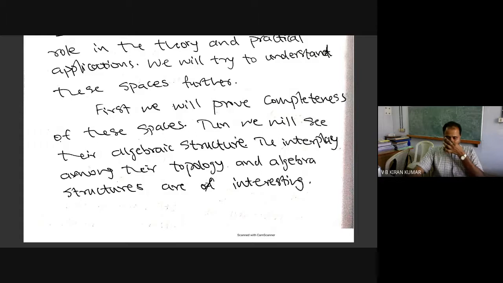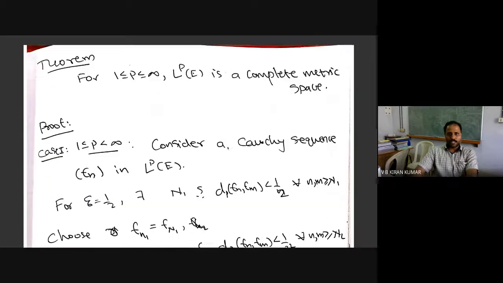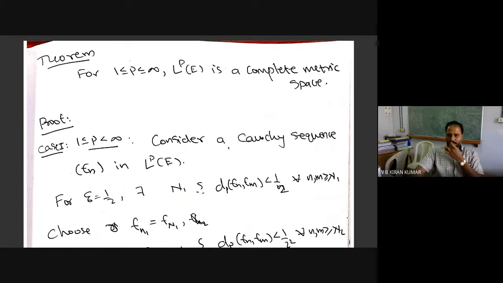Now let us prove completeness of L^p spaces. We have already obtained metrics on these spaces, and as we did with the small l^p spaces, we proved that small l^p spaces are complete, right? Now we are going to prove that this is also complete, and we'll see more algebraic structure here. But first, let me prove that L^p spaces are complete for any p. So what should I prove to prove that L^p spaces are complete?